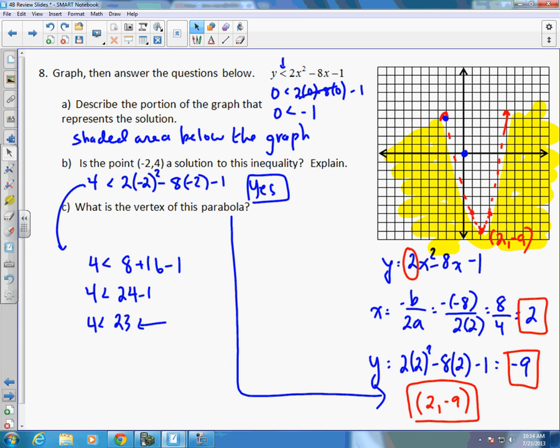And again, it's an inequality. It's not an equation. So you have to take into account that you have a shaded area as your answer. Is the line solid or dotted? And then think about it like that.